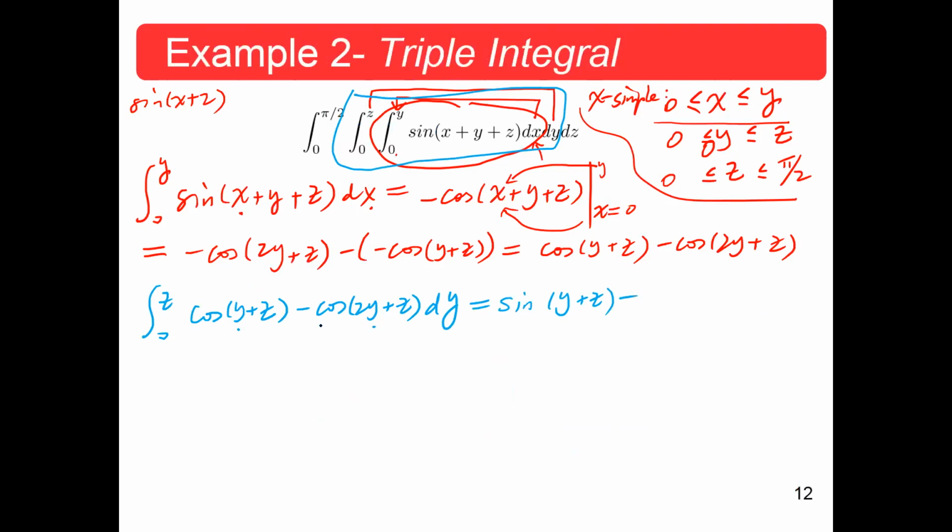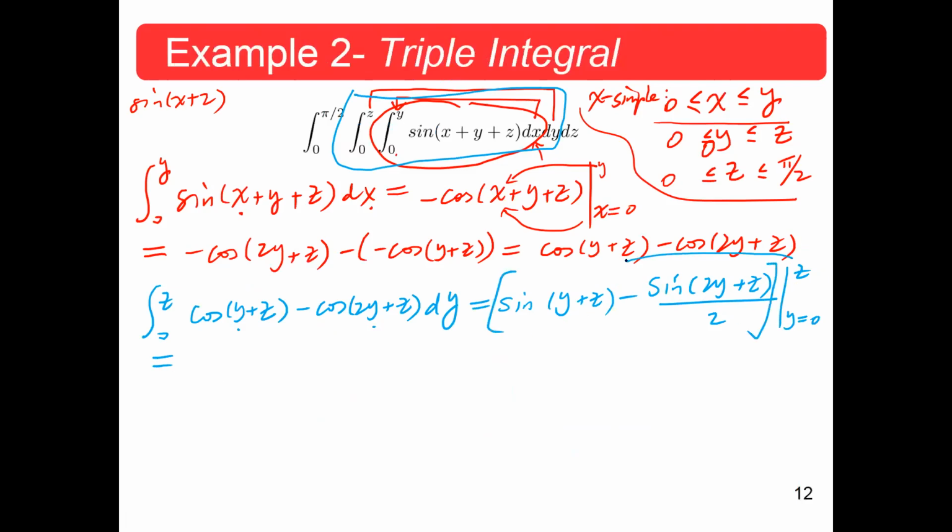And for the second part, we have sine of 2y plus z. Is that it? Divide by 2. Yes, we need to adjust this 2, which would basically occur by the chain rule, right? So divide by 2. And here, y goes from 0 to z. So this is the whole thing, and we take the value at 0 and z.